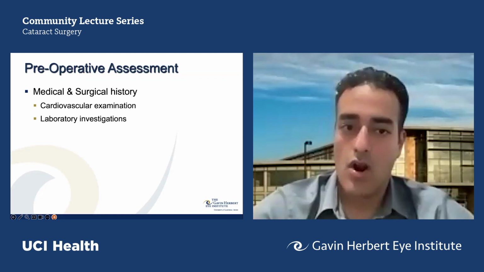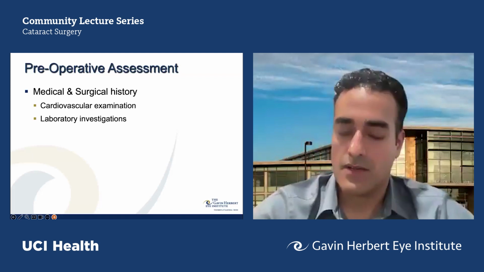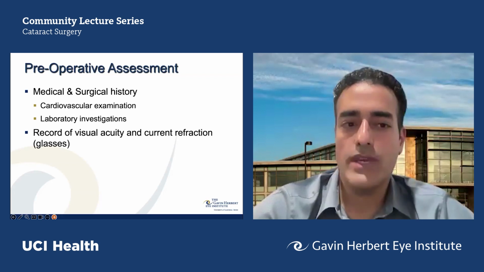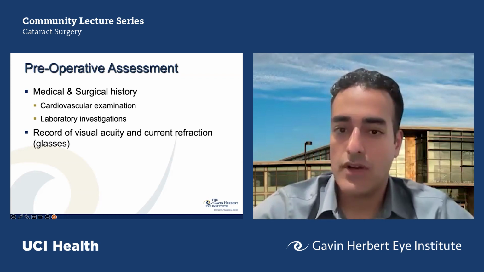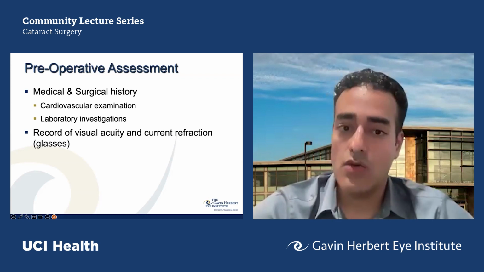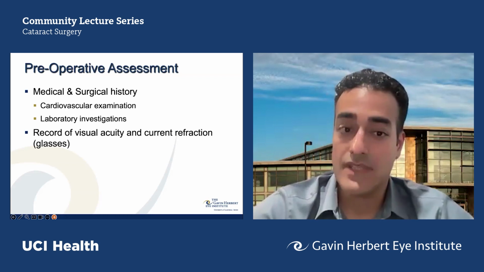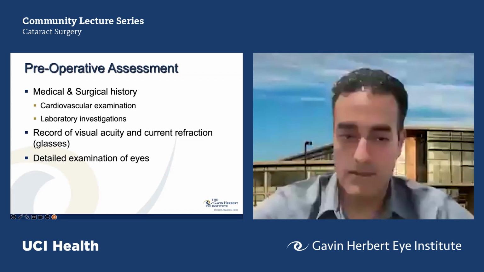So this may require cardiac clearance or further testing. This is something that we work closely with your primary care doctor on, just to ensure you're cleared for the surgery. It is helpful for us to have a history of visual acuity, that being your overall vision, what your vision is with your current glasses, and what's the best vision that we can get. So once again, it's really important that you have consistent follow-up with an eye doctor, for example with us at the Gavin Herbert Eye Institute, so that we can continue to have more data points and monitor how much the cataracts are affecting your vision.